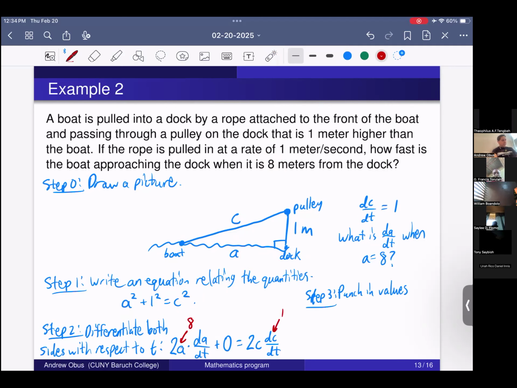So this is 1. And then we need to know c, but we can figure out c from the Pythagorean theorem, because we have this equation over here. So 8 squared plus 1 squared is equal to c squared, and this gives us that c is equal to the square root of 65, because c squared is going to be 64 plus 1. So over here, we're going to get the square root of 65.